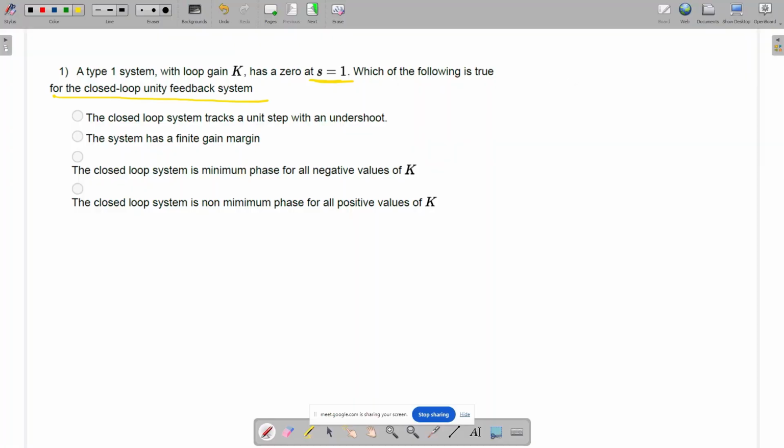First we'll write the open loop transfer function: k into (s minus 1), divided by s, since it is type 1, and some other pole will be there. This is our open loop transfer function. So we should comment on this option: the closed loop system tracks a unit step input with an undershoot. Is it correct? Can anyone tell?